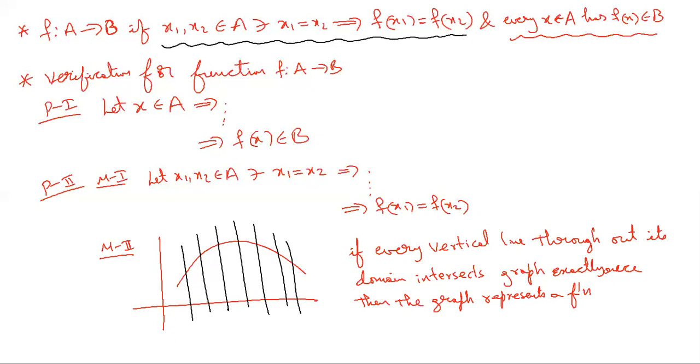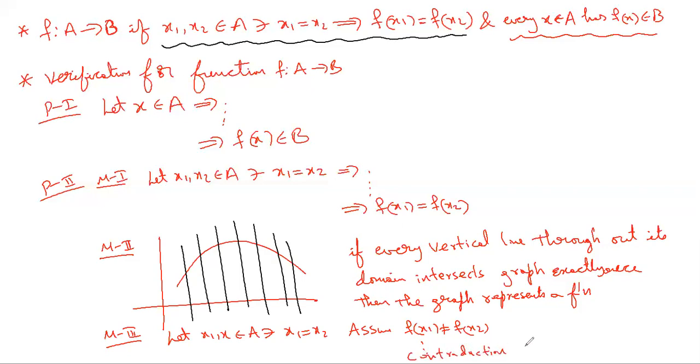The contradiction method. What is the contradiction method? Method 3. Let x1, x2 belong to A such that x1 is equal to x2, and assume that f of x1 is not equal to f of x2, arrive at a contradiction, and conclude that f of x1 equal to f of x2. This is basically the first method only, but the way of proving this condition is different. Like this, is there any other method we missed?